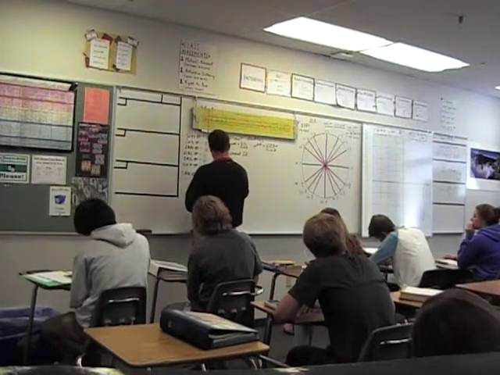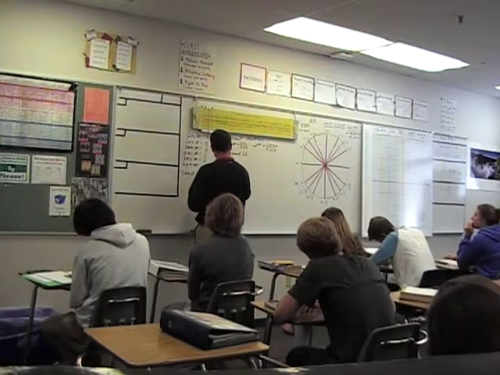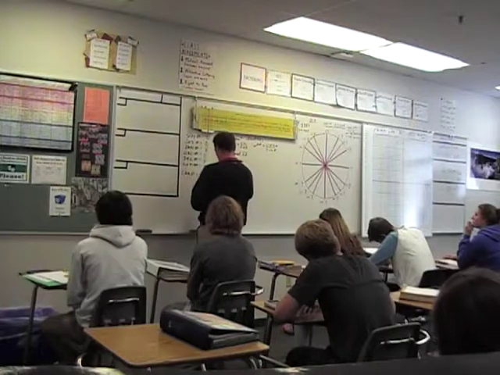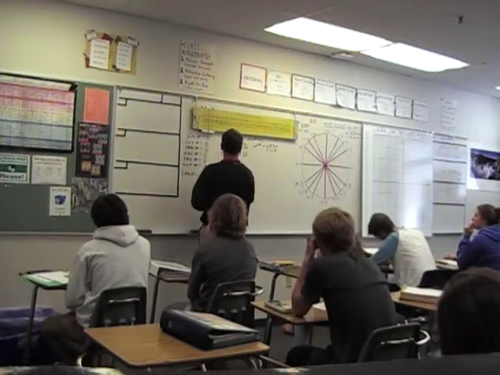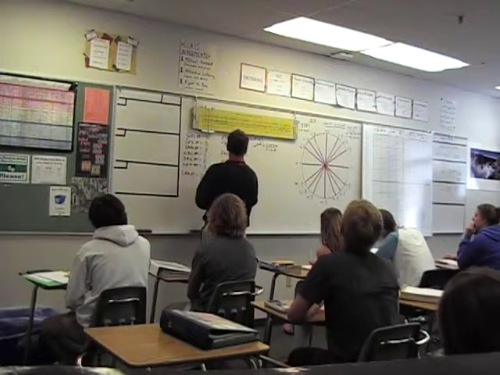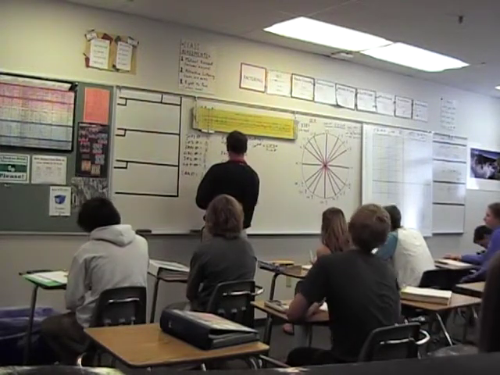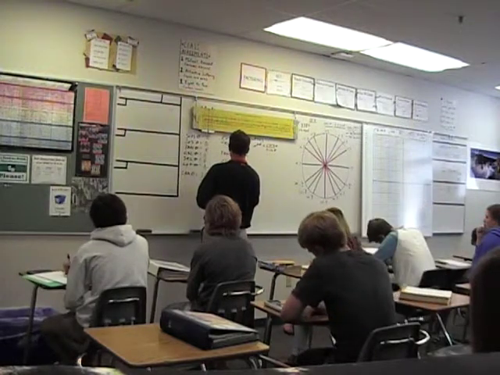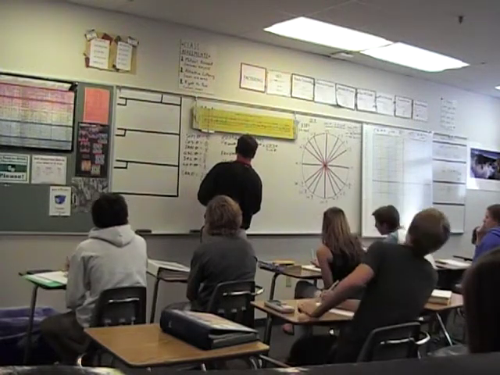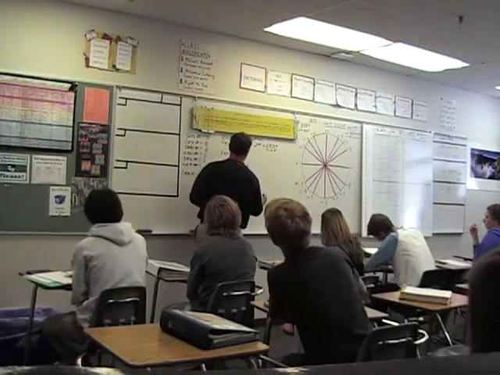Identities, where we have cosecant theta equals 1 over sine. You have the secant theta, which is 1 over cosine. And then, of course, we have the cotangent function, which is 1 over the tangent.